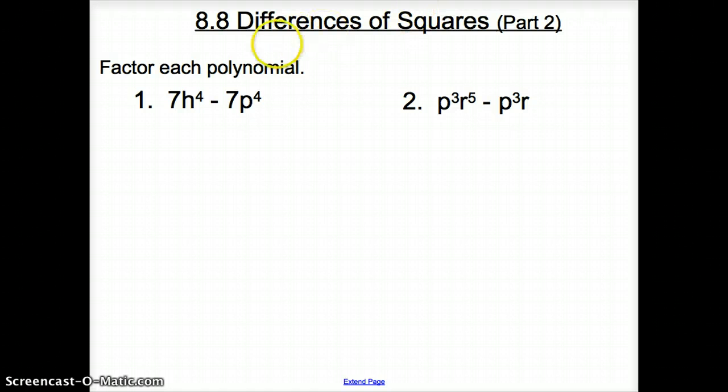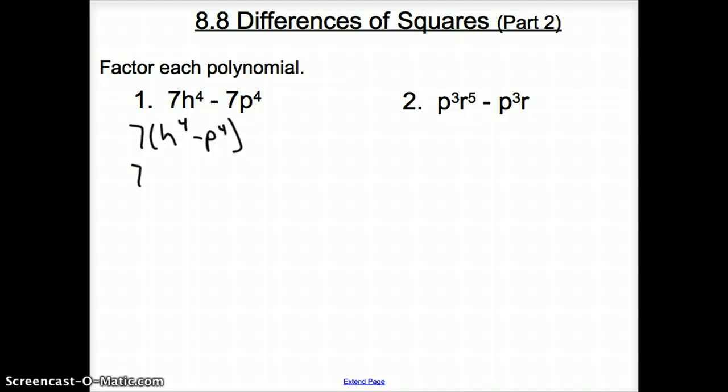With number 1, we are asked to factor this polynomial, and remember, when we factor polynomials, what's the very first thing that we have to do? Well, is there a number or letters that we can take out of everything? I see that there's a 7 in everything, so I'm going to take out that 7. There are no letters that are the same, so I rewrite this: h to the 4th minus p to the 4th. Now we bring this 7 down.